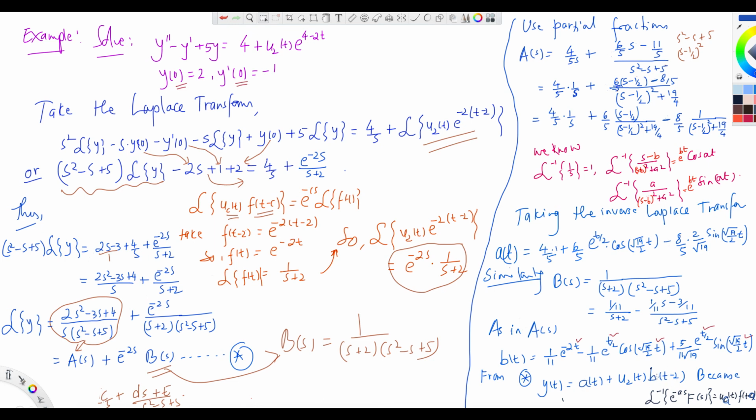So on the final answer, what you write is you write a(t), all those things, and then you write u_2(t) times b(t minus 2), where all the t in b will be replaced by t minus 2. It will be e to the negative 2(t minus 2), (t minus 2) over 2, and so on with t minus 2 like that. So that is the final answer, okay, for this.